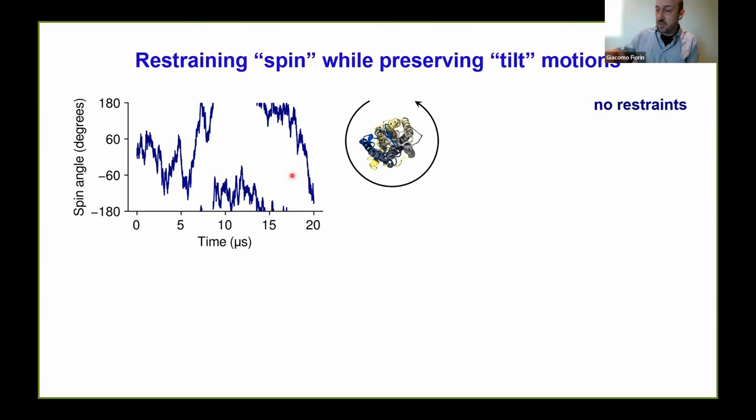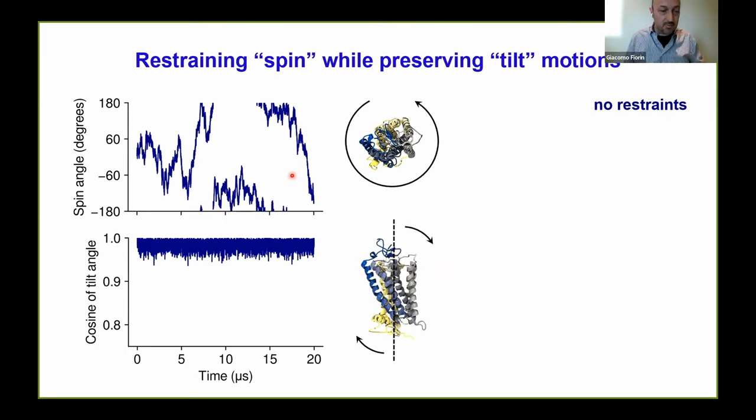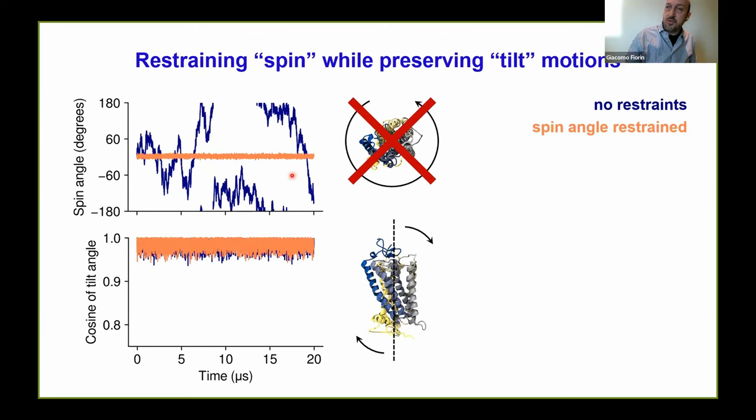We see that the protein will have experienced all phases of the periodic unit cell. But the tilt has a much better defined energy landscape because it is defined by the environment of the lipid membrane. So what we want is to suppress the spin rotations to prevent them from happening, but not disturb tilt rotations, let them happen because they're physically meaningful. And this is what we achieve using the harmonic restraint that I just showed. We stop the spinning angle from happening.